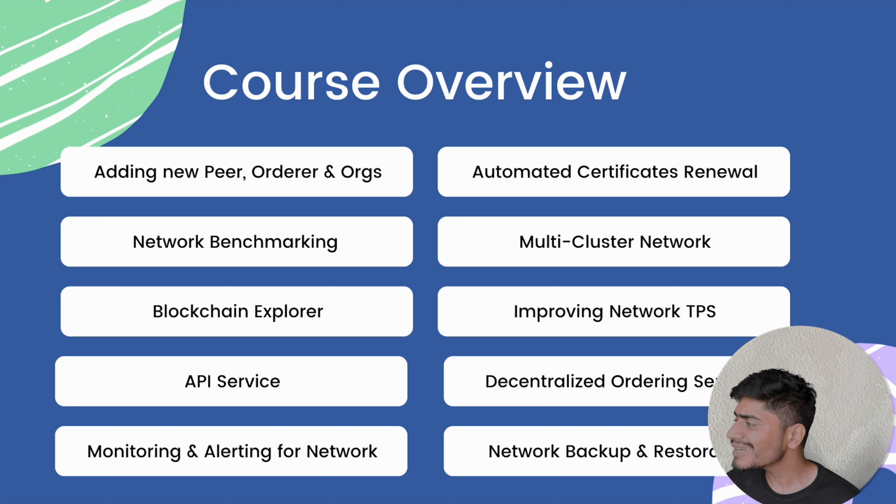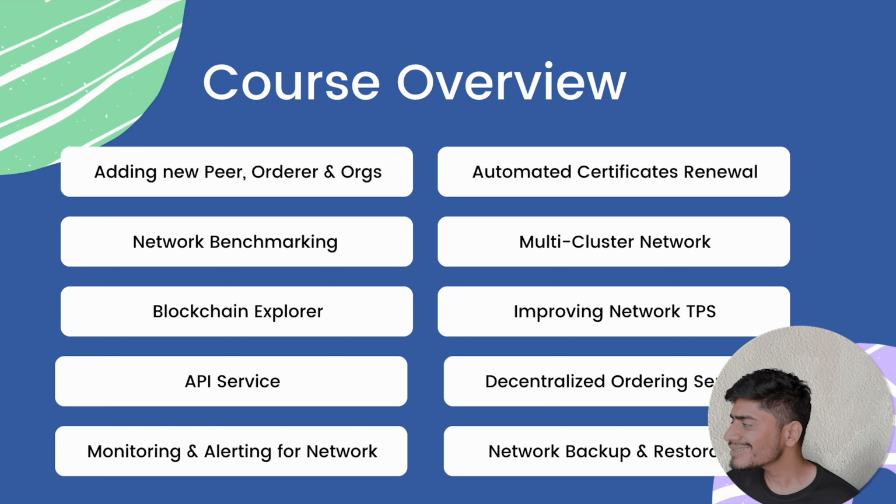Then the next section is again a slightly advanced section, which is automated certificate renewal. So the certificates that we are going to generate with the help of Fabric CA, the default expiry of those certificates is 1 year. And we will be setting up the operator in such a way that the certificates are renewed automatically for us. So we can set how frequently we want to do these certificate updates. All of that will be covered in this particular section.